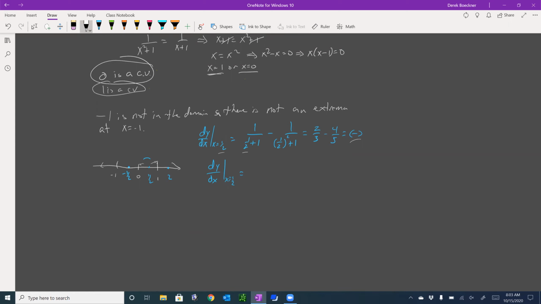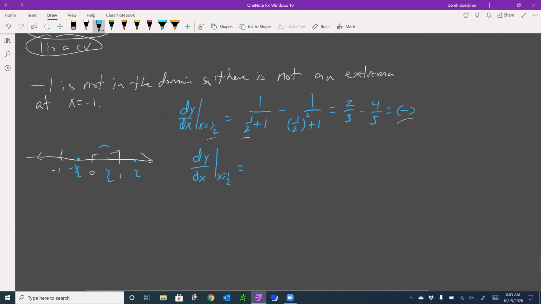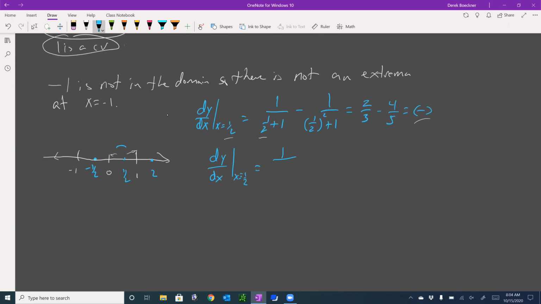We're going to put in -1/2. I get 1 over -1/2 plus 1 minus 1 over -1/2 squared plus 1. And that time is going to be 2 minus 4/5, which is positive. Negative here, positive there. So I do get a critical value at 0.